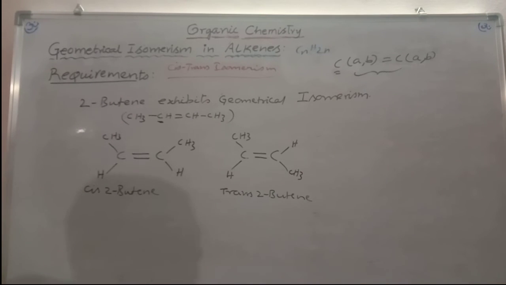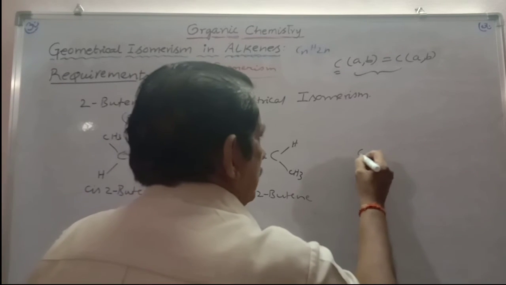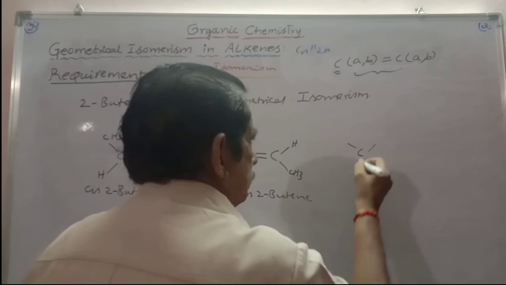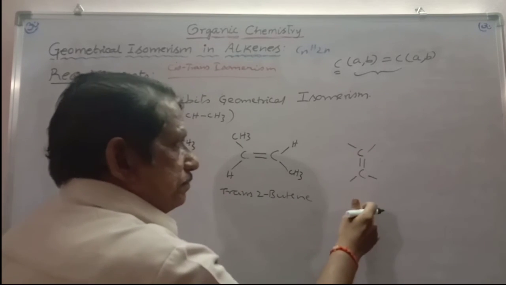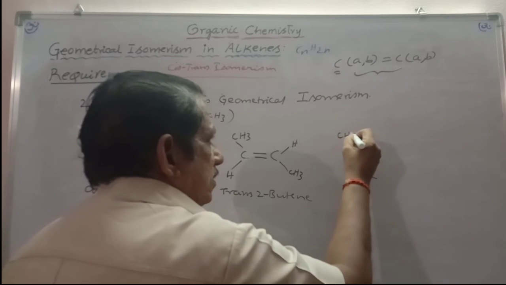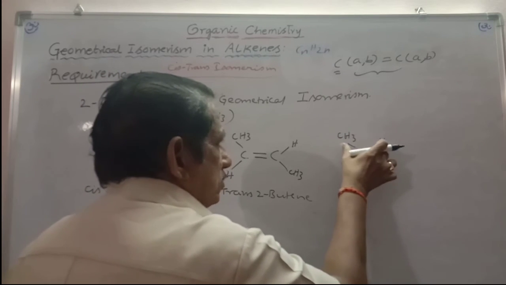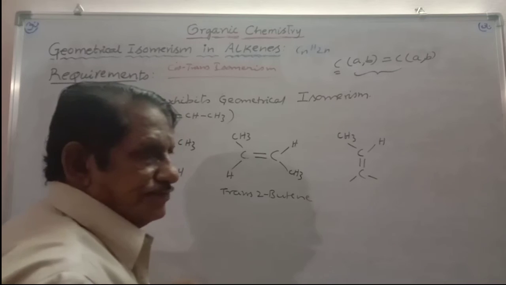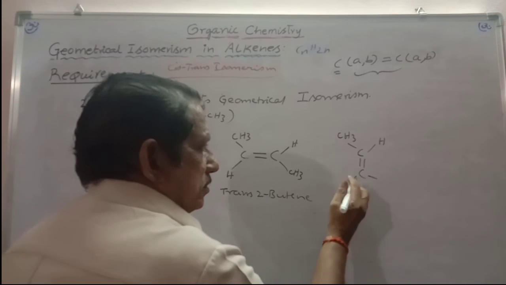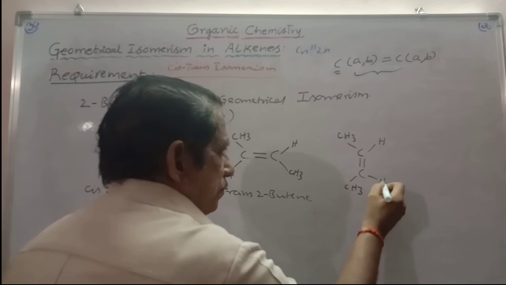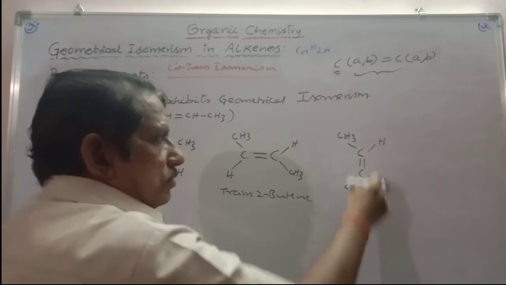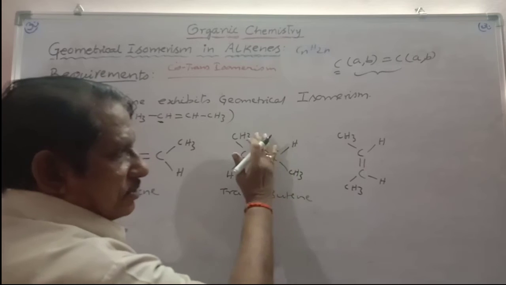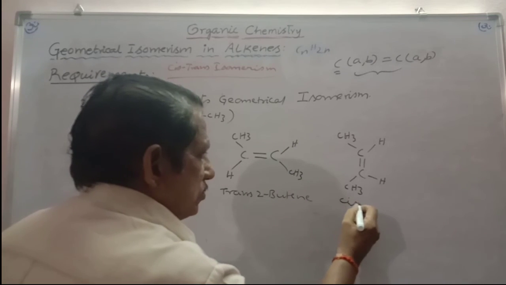Or on the other hand, you can write in this manner. You can write the double bond vertically like this. This is the plane now, don't forget. This is the CH3, this is the H. These are two different groups carried by the sp2 carbon. Other carbon, CH3, H. And here, this is the plane. To this plane, CH3 groups are lying on the same side, and that is why this is called cis 2-butene.